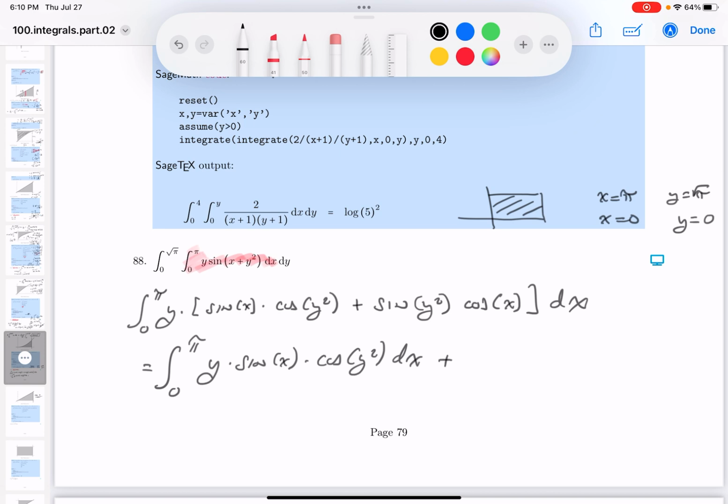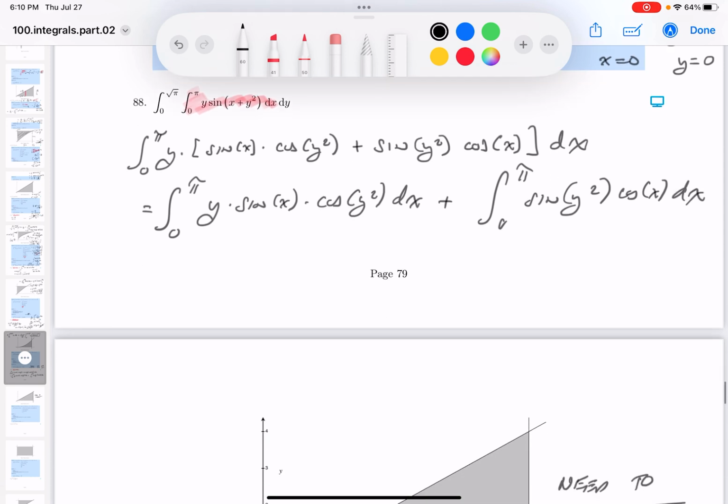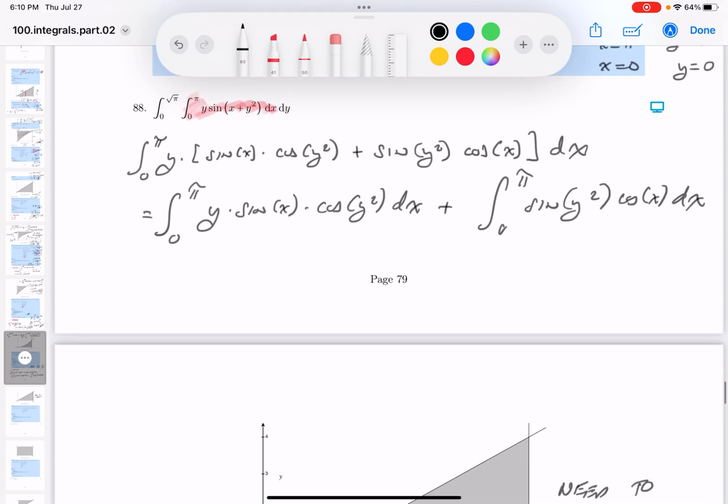Plus 0 to pi sine y squared cosine x dx. I've got two integrations to do, and hopefully I'll be able to do those two integrations. What do you get over here? Let's take a look. I can factor out a y cosine y squared. And then the antiderivative of sine is minus cosine.